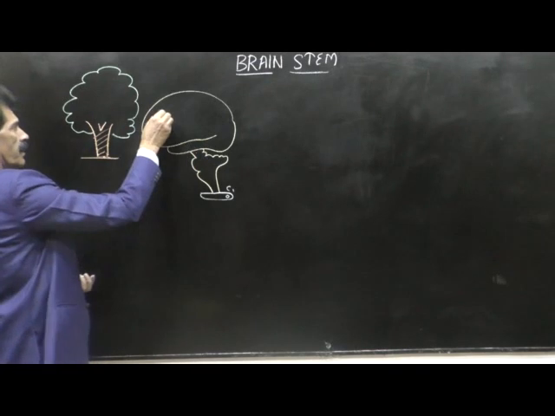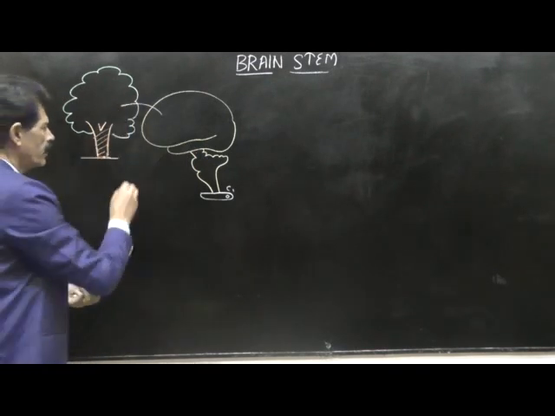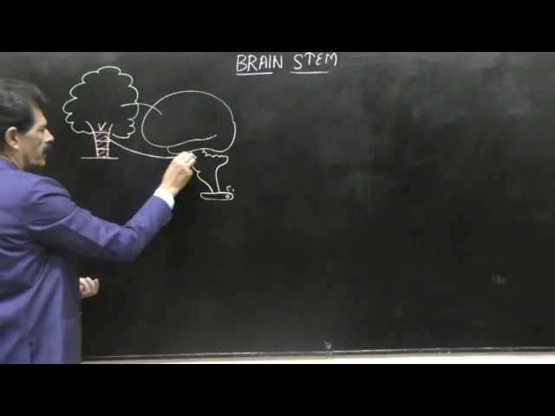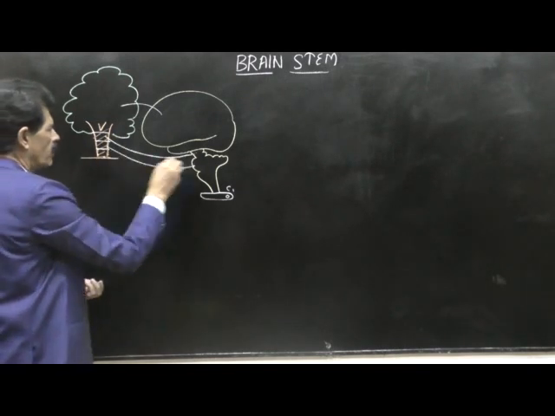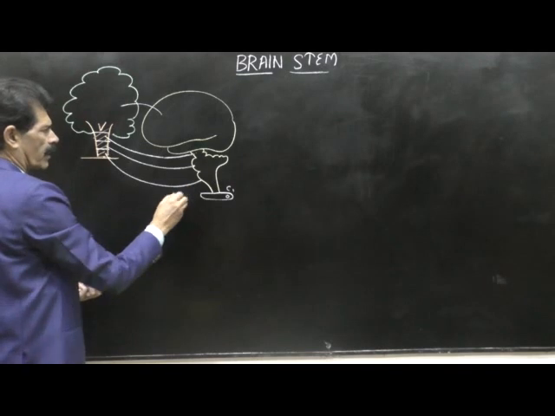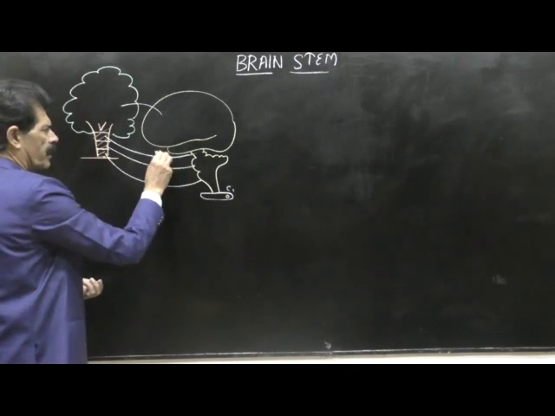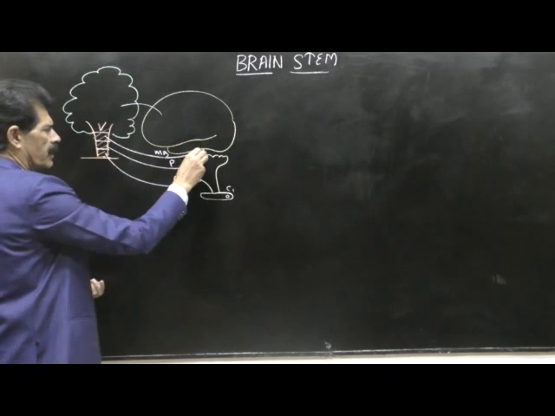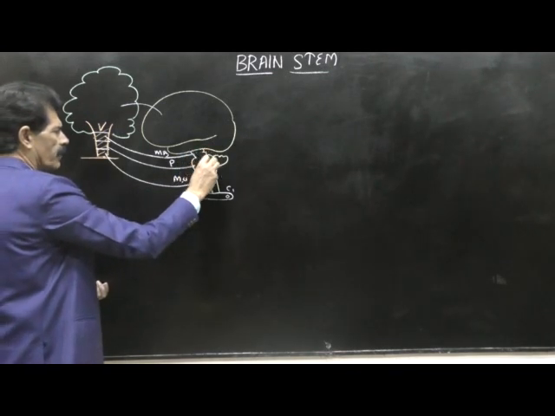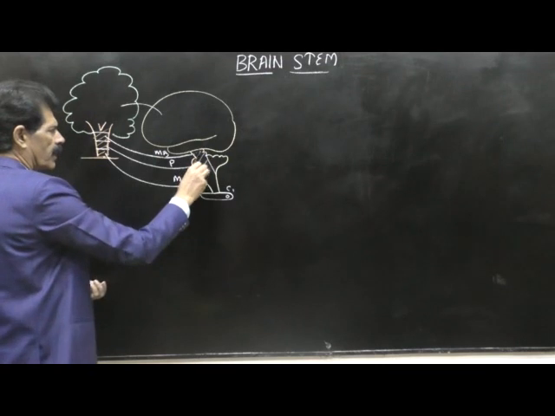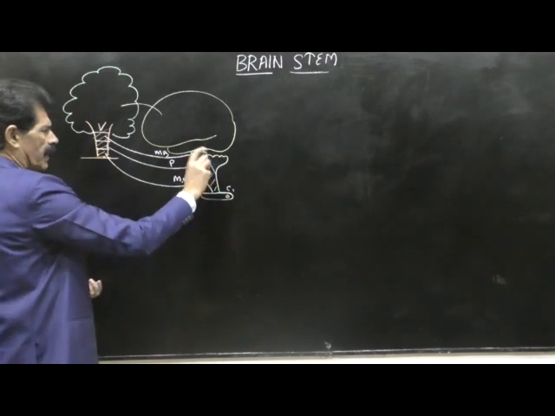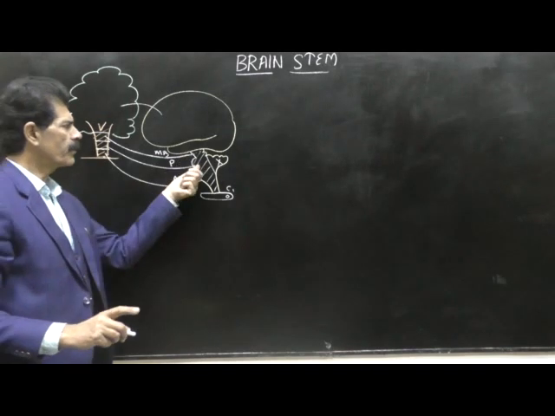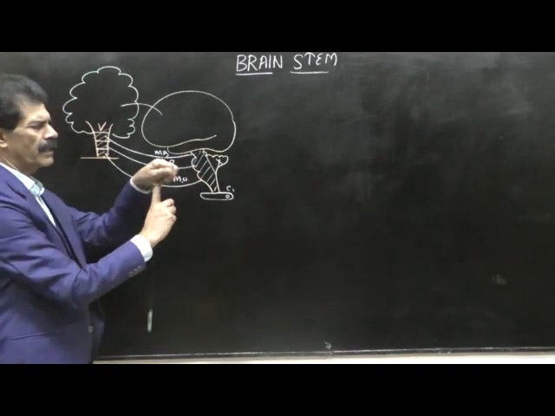So this resembles the cerebrum, and this part of the stem is divided into three parts: the midbrain, the pons, and the medulla oblongata. The midbrain, pons, and medulla oblongata are called the stem of the brain, or what is called the brain stem. Cerebellum is not included in the brain stem. Only midbrain, pons, and medulla look like the stem.